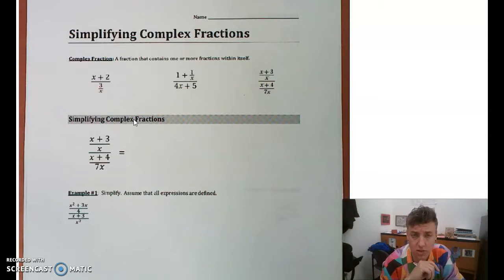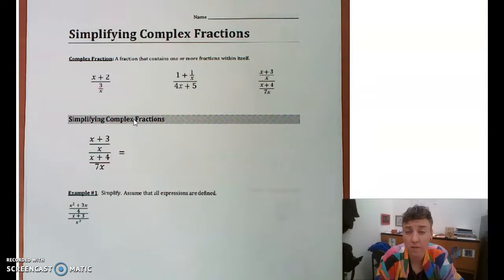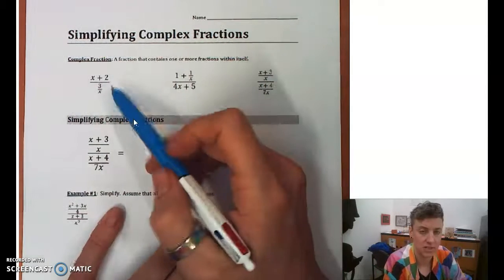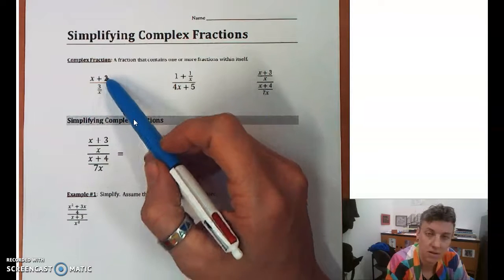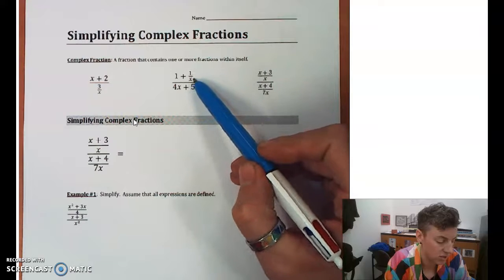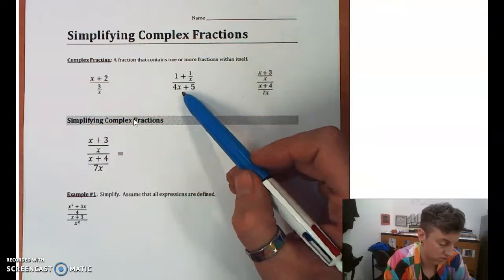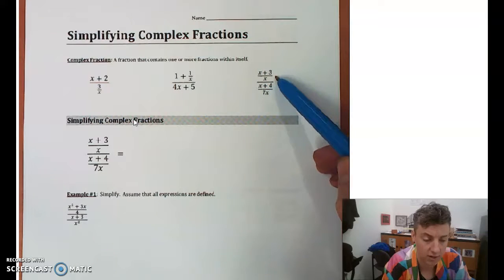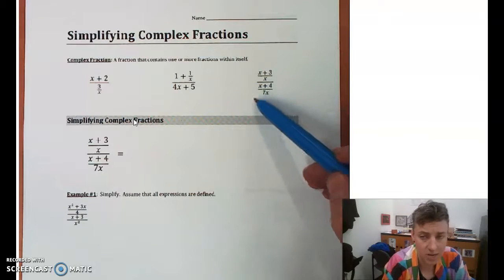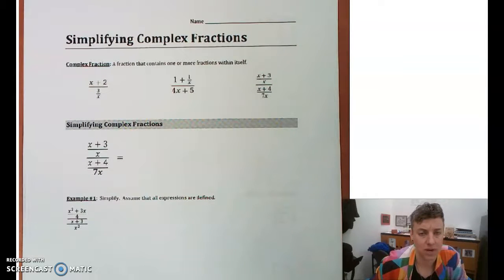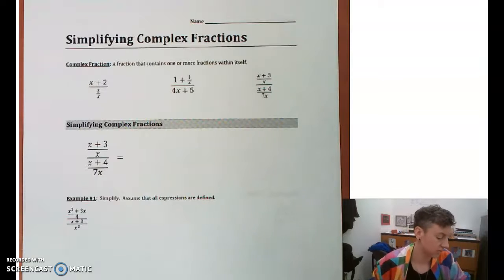What's a complex fraction, you ask? Well, it's a fraction that contains one or more fractions within itself. It's like fractionception. Fraction within a fraction. So we see this guy here. There's a fraction in the denominator of a fraction. This one here has a fraction in the numerator of a fraction. And this one here, oh my lord, it's a fraction in the numerator and a fraction in the denominator. Whoa. All right, let's learn how to simplify these complex fractions.